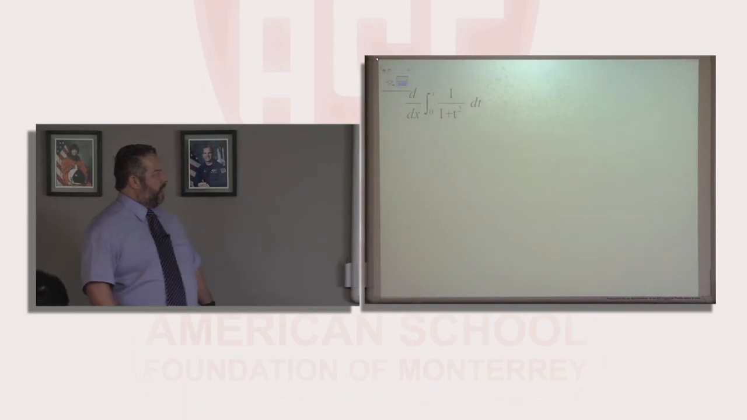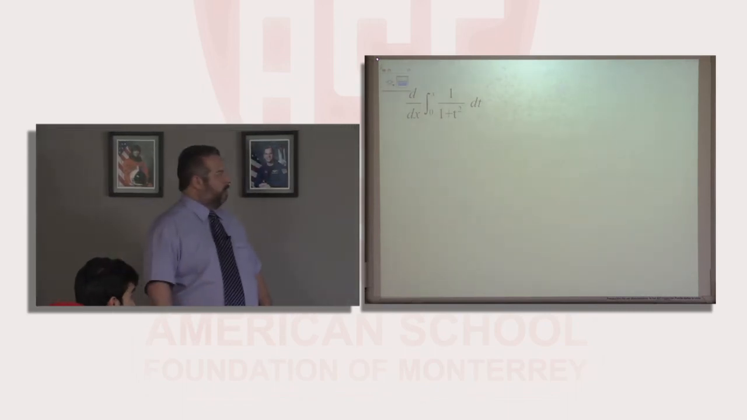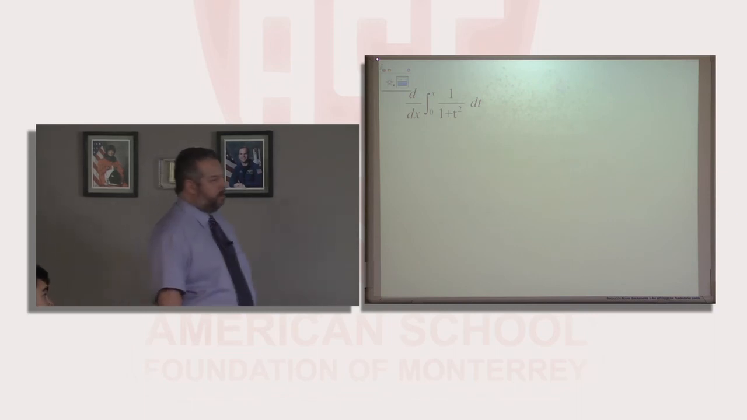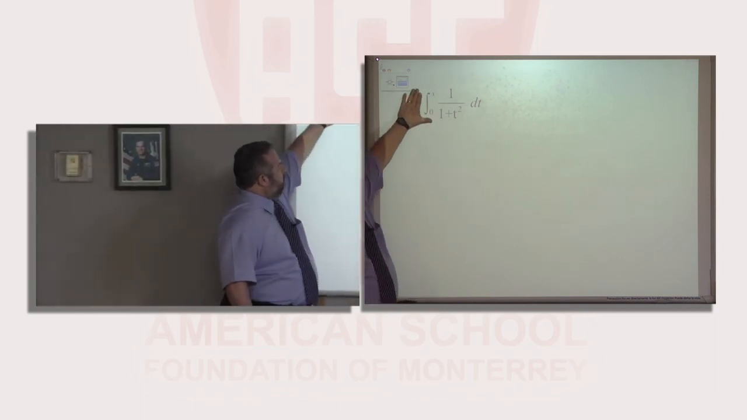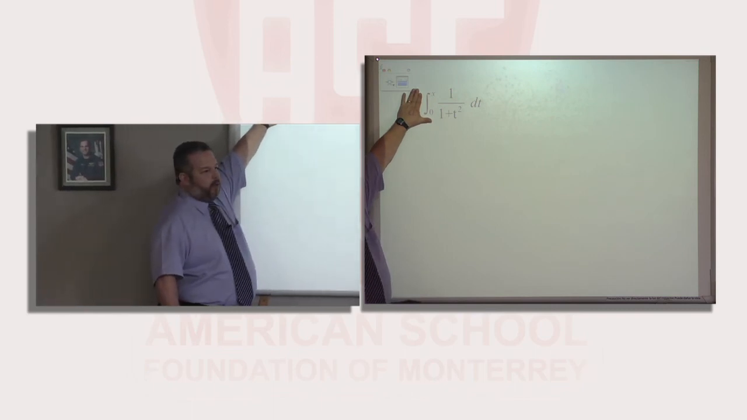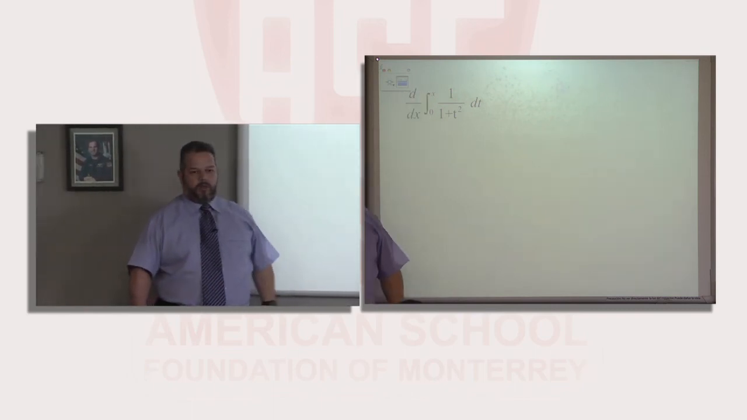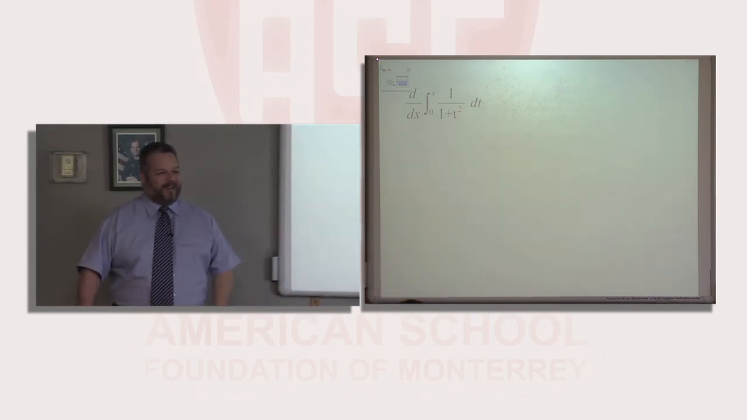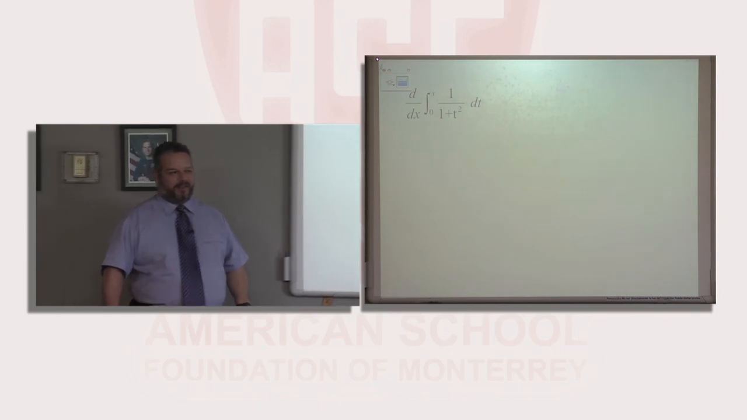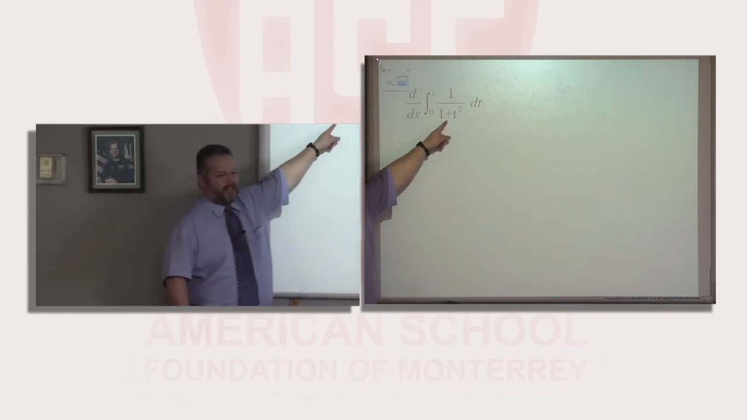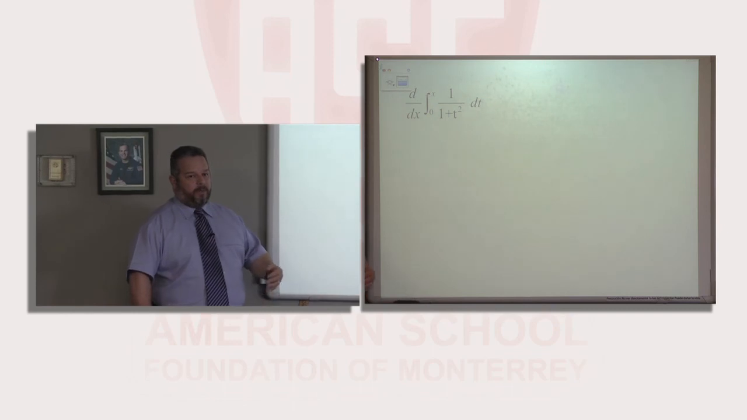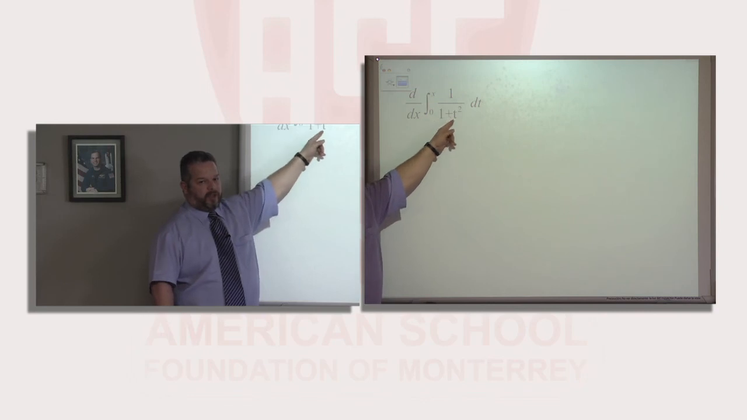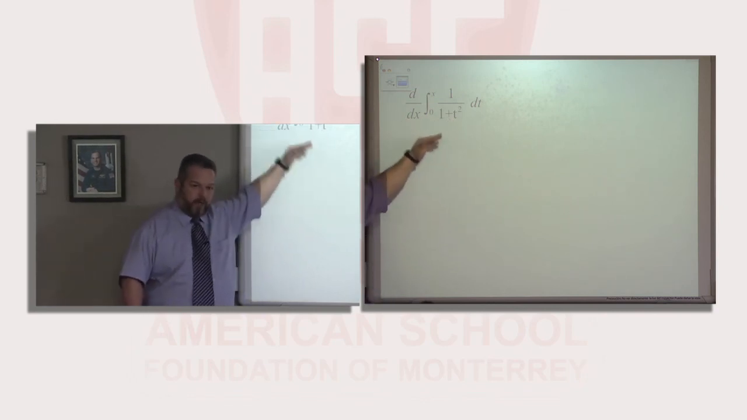Okay, let's try one. The derivative from 0 to x, 1 over 1 plus t squared dt. Could we do this the long way? What we'd have to do first is antidifferentiate. What's the antiderivative of 1 over 1 plus t squared? Ah, nicely done, Melendez. Nobody in the last class got that. Do you remember that? Tangent inverse of t. We could do this the long way, right? We could take the antiderivative, shove in an x, shove in a 0, subtract, take the derivative, and bang it down that way.